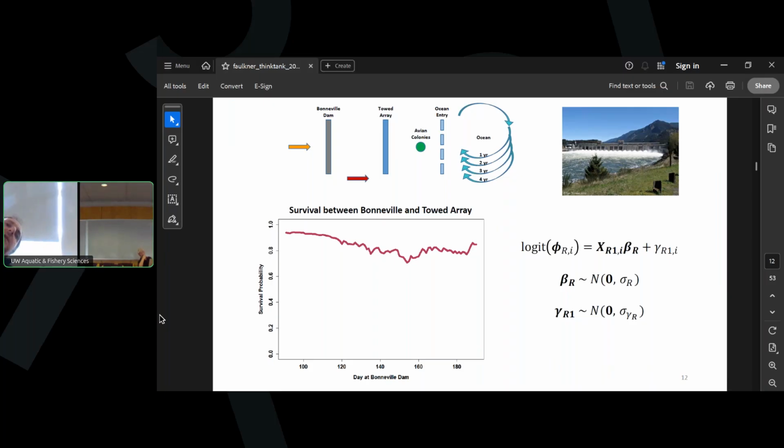I stands for year in this case. Bold is vectors or matrices, so the day is not being shown as an index here. Within a year, you have a vector of survival probabilities across the days. So for each day leaving Bonneville Dam, there's a survival probability, and that's what that graph is showing, how that changes over time. And that's just the simulated data.